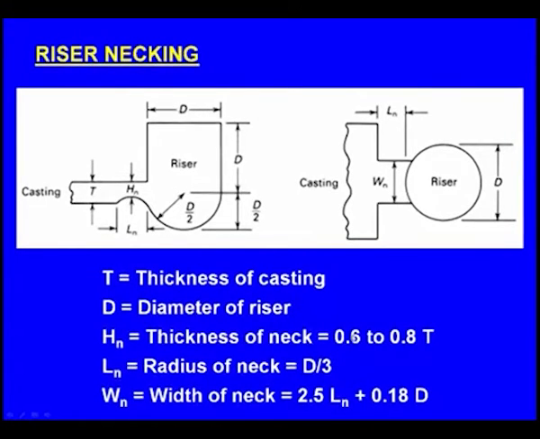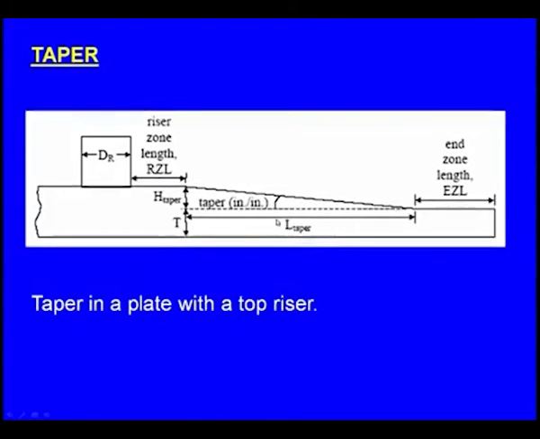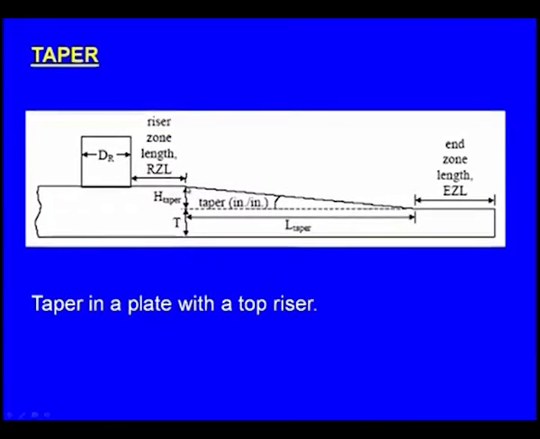So, by incorporating razor necking, we can improve the efficiency of the razor. Finally, tapering is there. By tapering, that is, by giving a taper to the casting, we can improve the razor's efficiency. Here we can see this is the casting, and this is the razor. Now, taper is provided, you can see here, the thickness is more and slowly the thickness is reduced. This will definitely improve the performance of the razor.